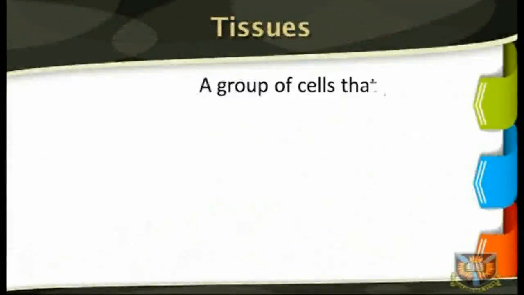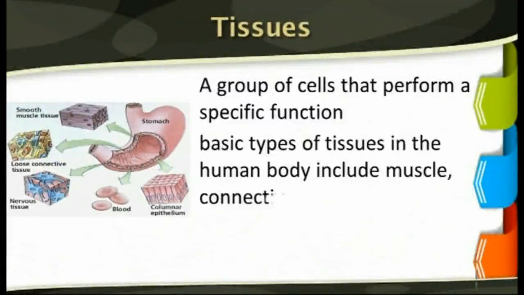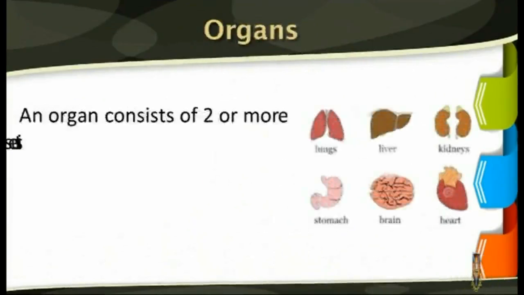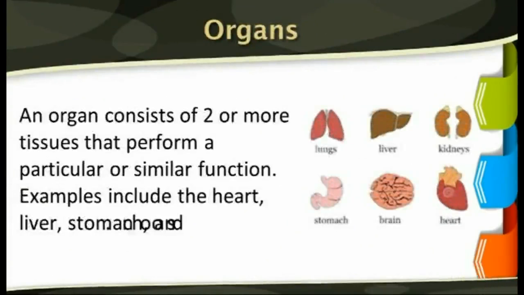Tissues. A tissue is a group of cells that perform a specific function. The basic types of tissues in the human body include muscle, connective, nervous, and columnar tissues, among others. These are shown below. Organs. An organ consists of 2 or more tissues that perform a particular or similar function. Examples include the heart, liver, stomach, and so on.